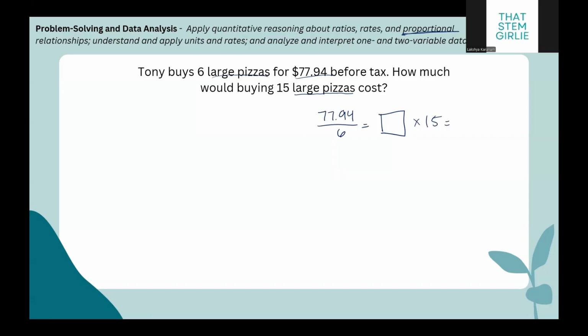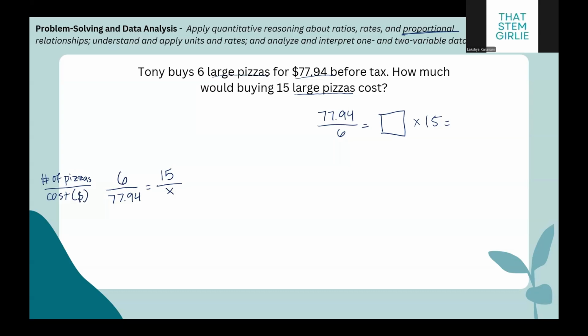In the same way, I would start setting this up by saying, okay, if 6 pizzas are costing me $77.94, I know that I'm buying 15 of the same kind of pizza. How much would that cost me? Notice that the numerator, this is the important part about proportions if you're not familiar, you need to keep consistent. So in this case, our numerator will be the number of pizzas and the denominator will be the cost of those pizzas.